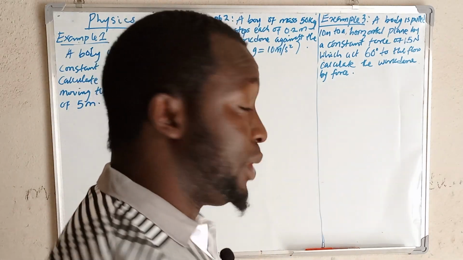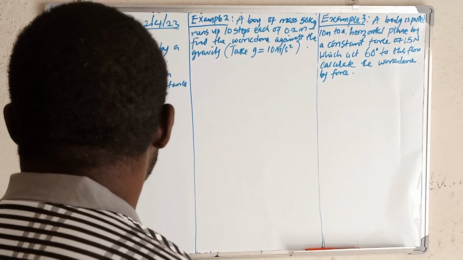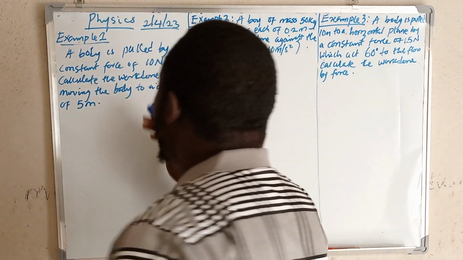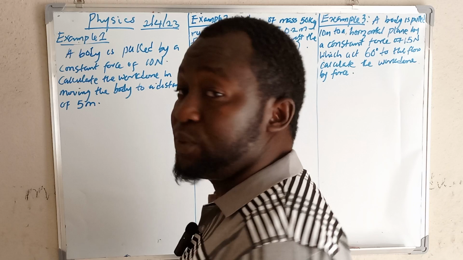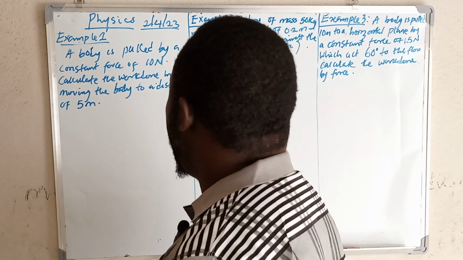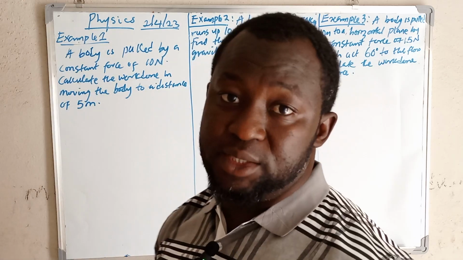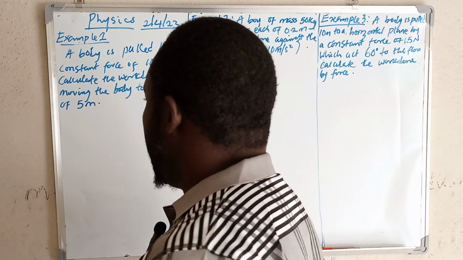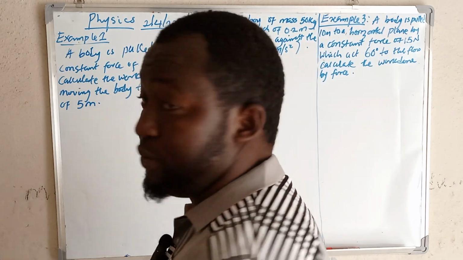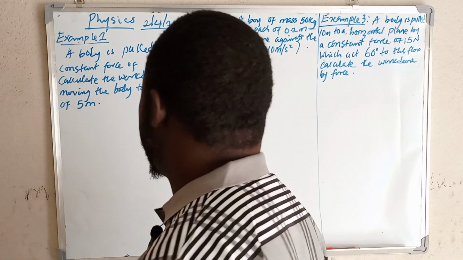Then example number one says a body is pulled by a constant force of 10 Newton. Calculate the work done in moving the body to a distance of 5 meters. The steps we are going to follow, previous steps. Let's start from step number one.